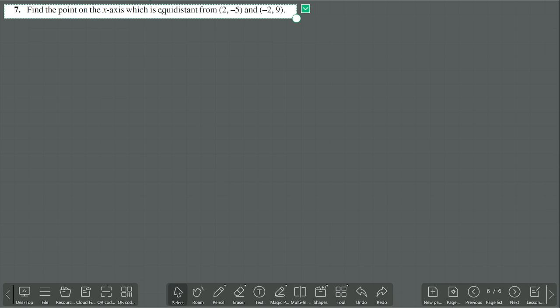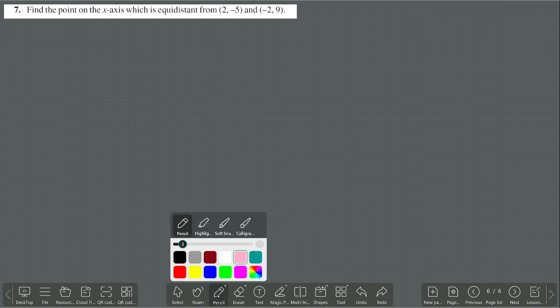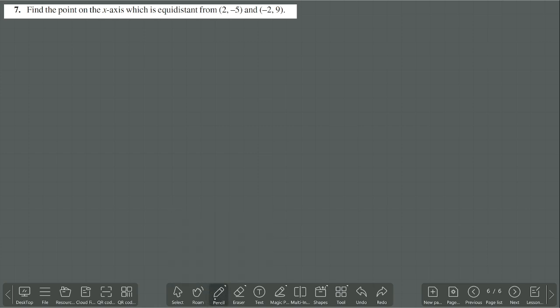Seventh one, guys, listen. Seventh one says: find the point on the x-axis. Any point on the x-axis, how will the point be? Can anybody tell me? x comma 0. Any point on the x-axis will surely be x comma 0. Then we have to find only x. No need to find y, because y is 0, which we know.